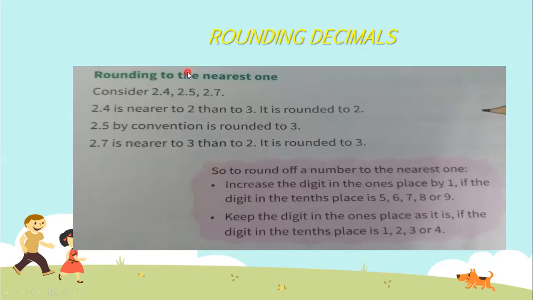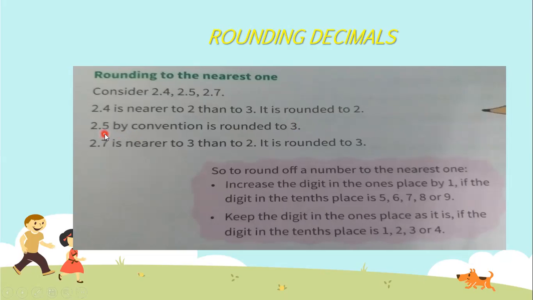Next is rounding decimals. Rounding to the nearest one. Consider 2.4, 2.5, 2.7. 2.4 is nearer to 2 than to 3, so it is rounded to 2. Here you can see, after the 0.4, if the digit is lesser than 5, it doesn't change, it remains the same. In case it is 5 or greater, then it will change. So if 2.5, or 2.6, 2.7, anything after, it will convert to 3. So 2.5 is rounded to 3.